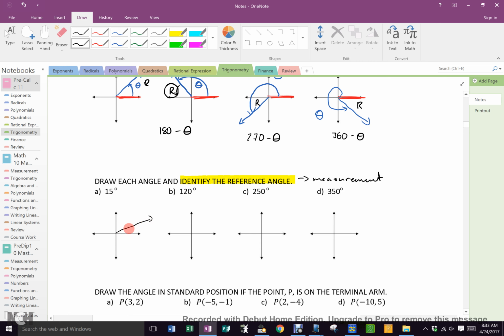So there's 15. What's the reference angle? 15. 15 degrees is both. 120 is out here. There's the 120. What's the reference angle? 60. Excellent. 250. That's down here. Now, that's 250. What's the reference angle? 70. Now, here's the problem.